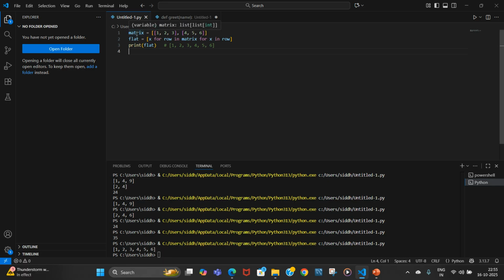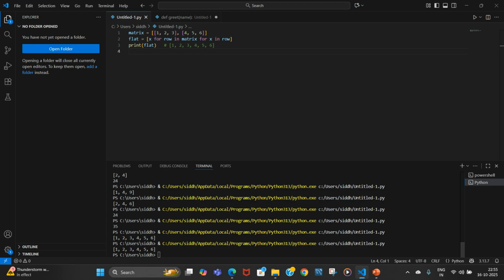Here we have a variable called matrix, and we have two lists assigned to it, both of them integers only. So we have another variable called flat, and this is x for row in matrix for x in row. Print flat. So basically, this combines the two lists and gives us one single list.